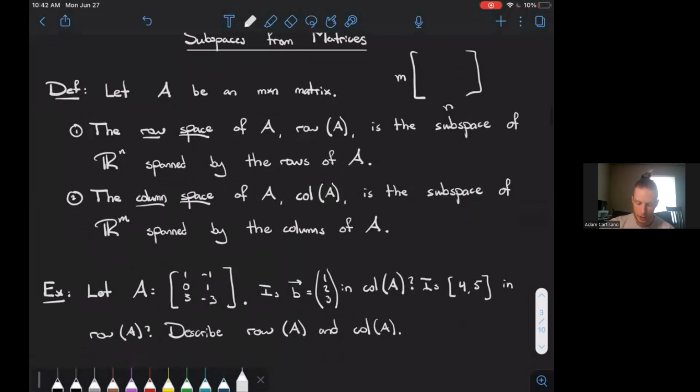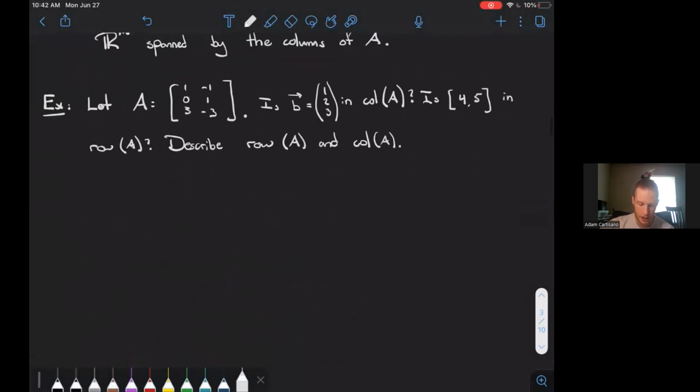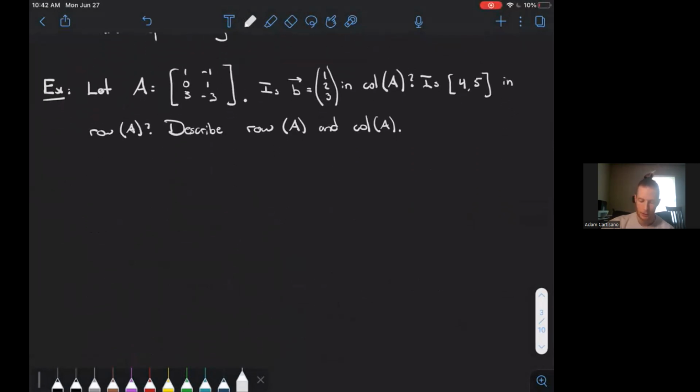So this example is interesting. We just have some matrix. A is 1, 0, 3, negative 1, 1, negative 3. Apparently I read the columns first. We ask, is B equals 1, 2, 3 in the column space of A? What about, is the vector 4, 5 in the row space of A? And then it asks us to describe the row space of A and the column space of A.